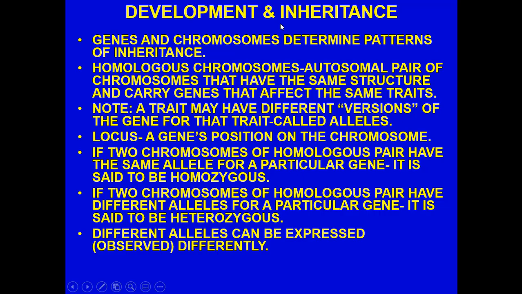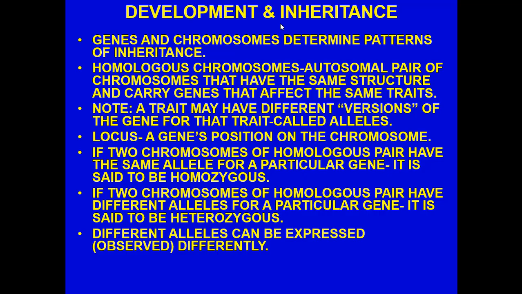This is where I get into the part about the versions. A trait that can have different versions of the gene for that trait are called alleles. Now, to help you understand alleles, think about it this way. When we were talking about blood in an earlier chapter, we talked about individuals that could have both alleles that code for type A blood.